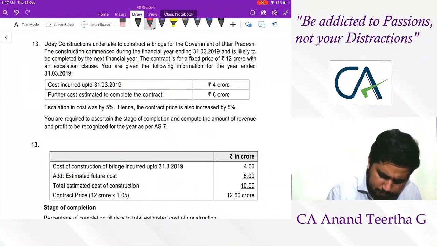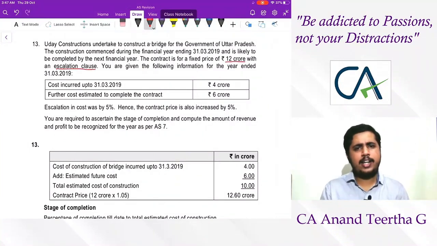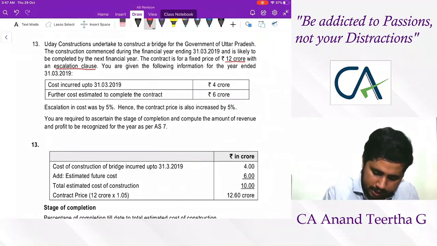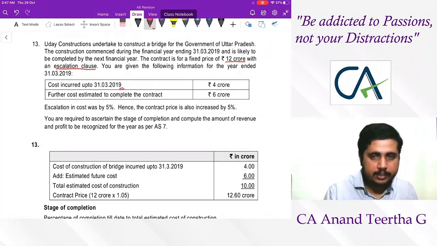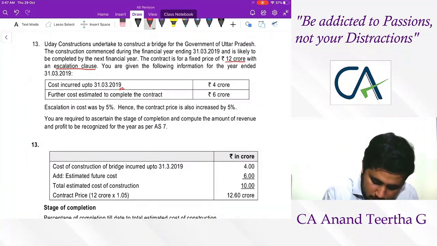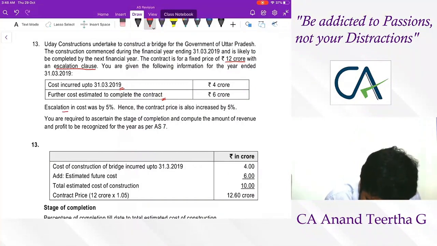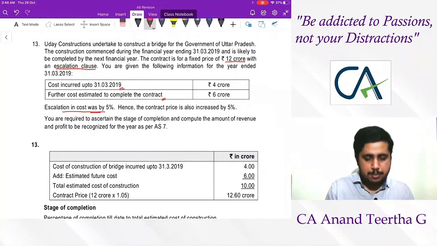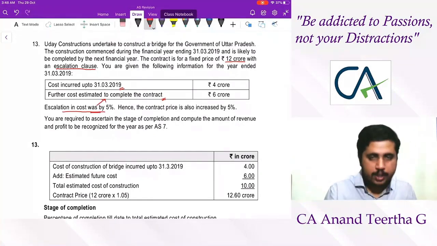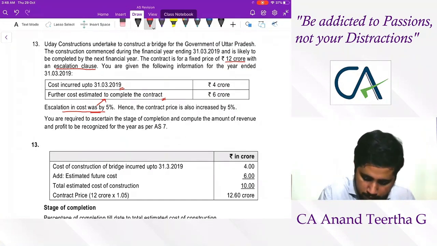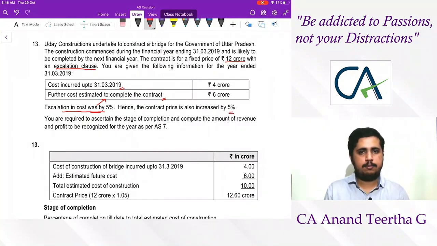See, first thing, the price is 12 crore with an escalation clause, which means the contractee has agreed to an escalation clause. If it is there, then the contractee has to reimburse. Then after that, the cost incurred till 31/3/19 is given. Then the further cost estimated to complete. And this escalation was by 5%, which means this escalation is already included in the further cost. So in the further cost, they have already considered it and found that there is an escalation of 5%. Therefore, the price is also escalated by 5%.